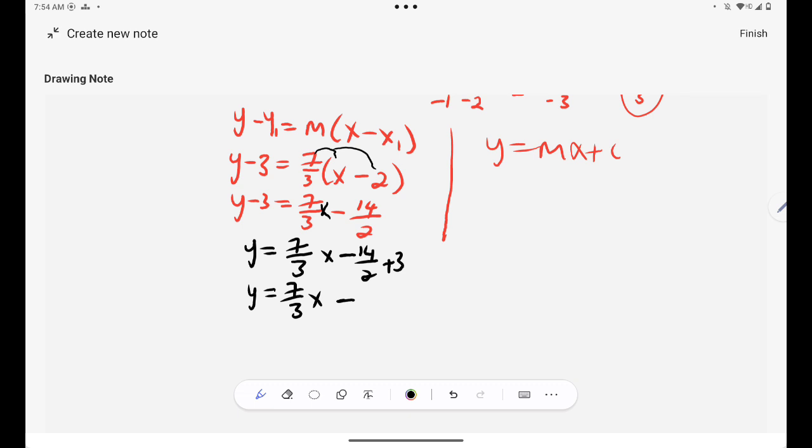This will give me, why did I say 14 over 2 there? It's 14 over 3.